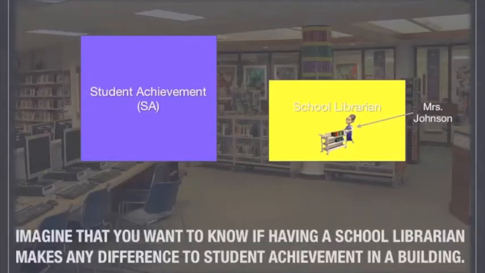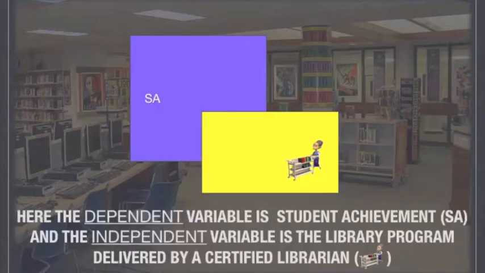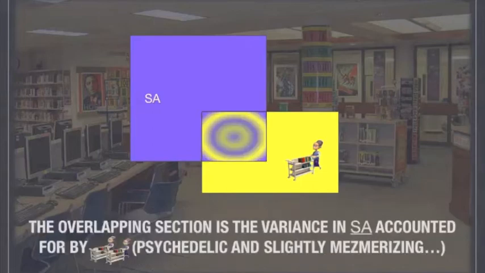Imagine that you want to know if having a school librarian makes any difference to student achievement in a building. Here, the dependent variable is student achievement, and the independent variable is the library program, which is delivered by a certified librarian. The overlapping section is the variance in student achievement that is accounted for by librarians.